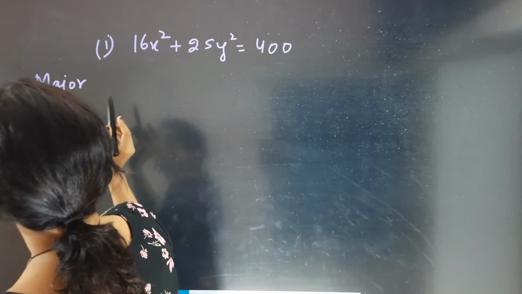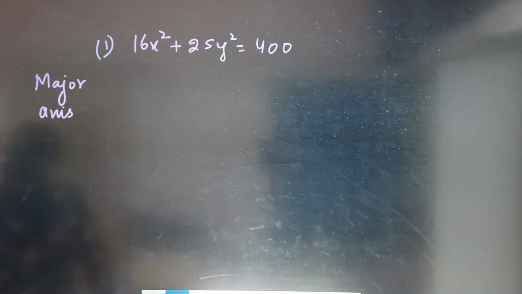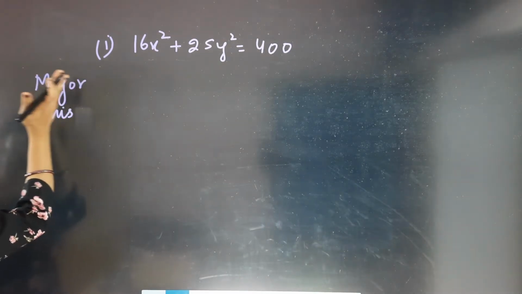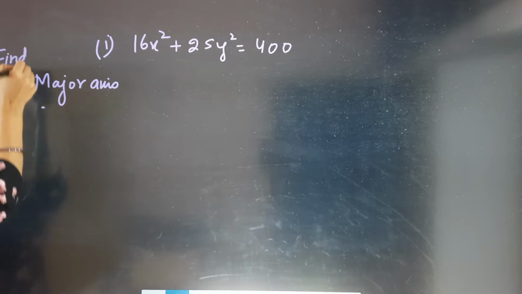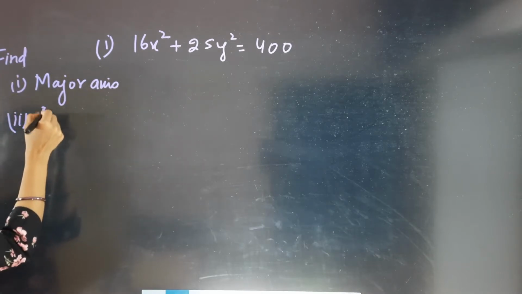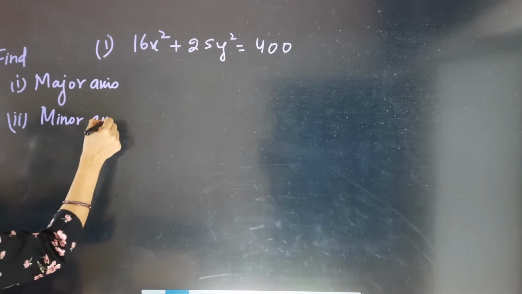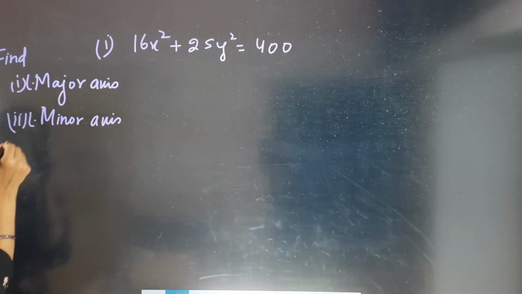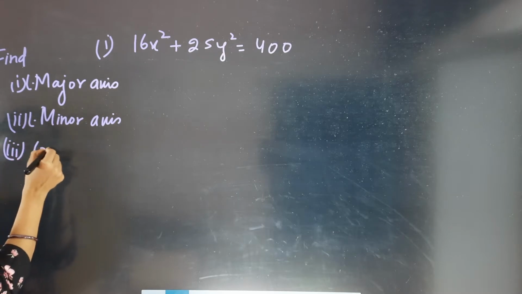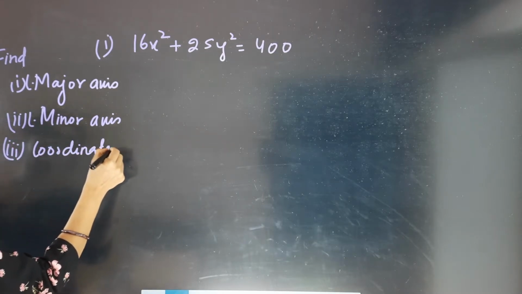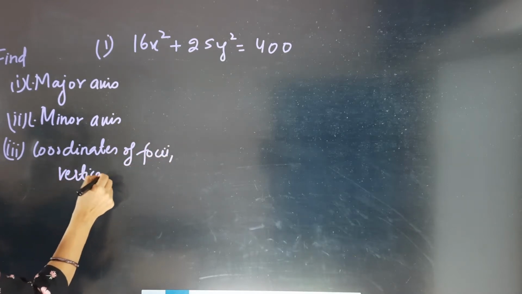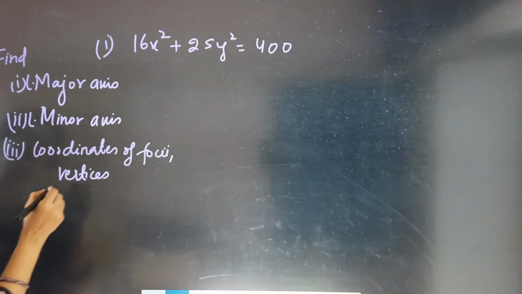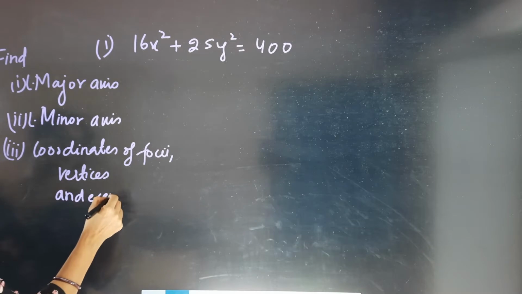Minor axis length, coordinates of foci, coordinates of vertices, and eccentricity. So you have to find the length of the major axis, the length of the minor axis, the coordinates of foci, the coordinates of vertices, and the eccentricity.